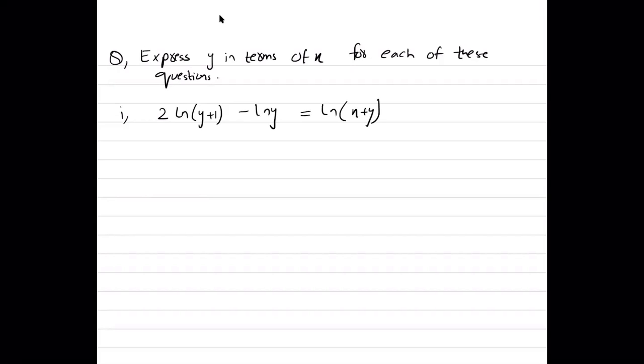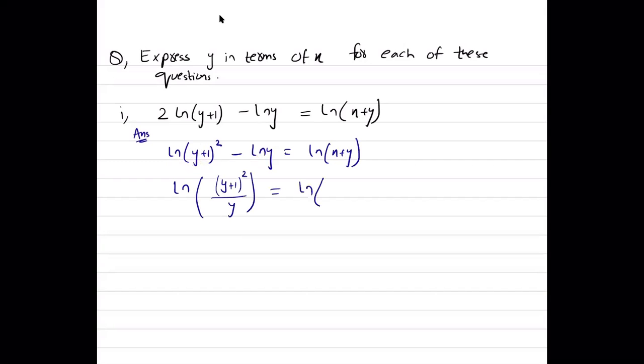So what will happen to this 2 over here? It'll become a power. So it is going to be ln of y plus 1 the square minus ln y as it is, equals ln x plus y. All right. Now the two logs to the same base are being subtracted, so this would be simplified to a single log of the quotient. Can I write it like this? Yeah.